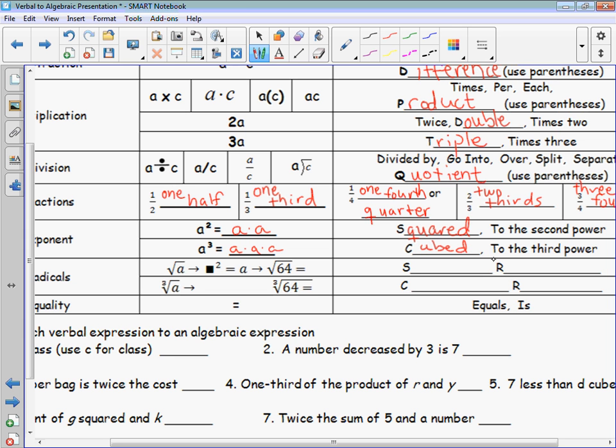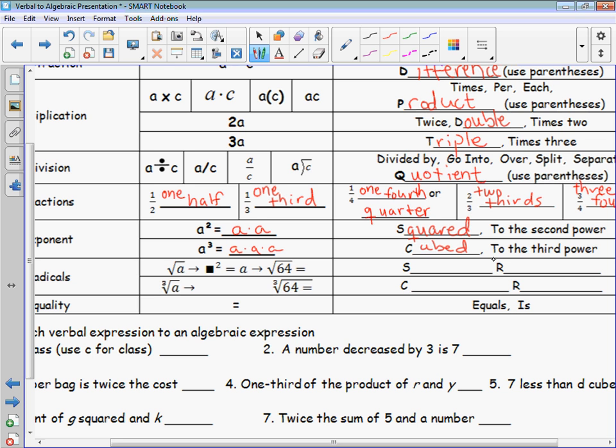A cubed. Now you could go on, you could do a 4, 5, a 6, or a 7, but then you don't have a special word anymore. Then it's just A to the 2nd, A to the 3rd, A to the 4th, A to the 5th, A to the 6th power. How's that?